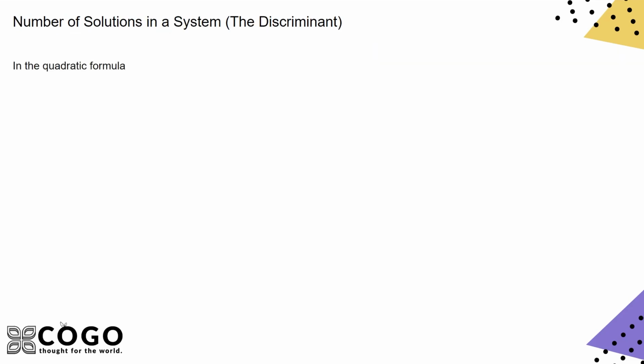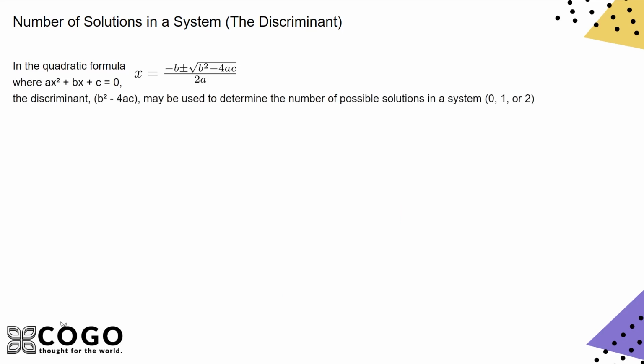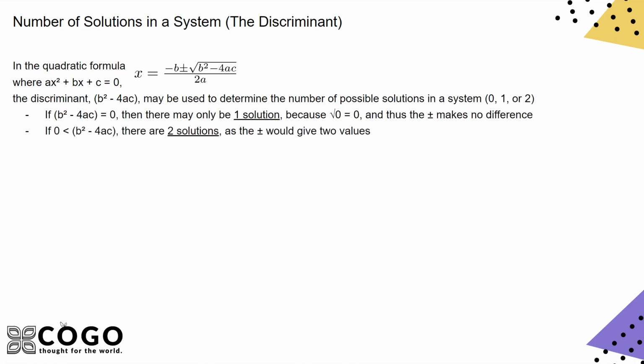In the quadratic formula where ax squared plus bx plus c equals 0, the discriminant, which is b squared minus 4ac, may be used to determine the number of possible solutions in the system, which is 0 solutions, 1 solution, or 2 solutions. Here are the rules of the discriminant.